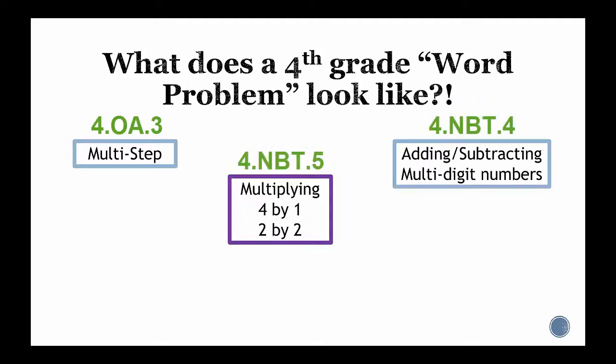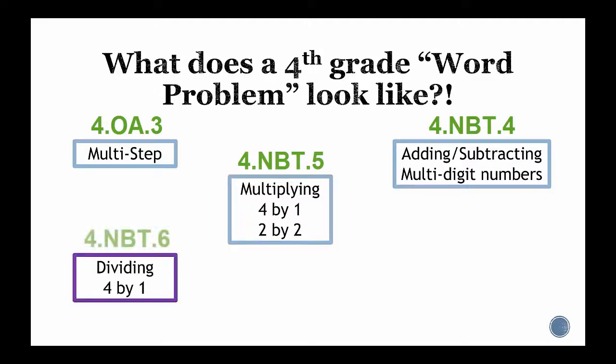4.NBT.5 gives us multiplying 4 by 1 digit or 2 by 2 digit. 4.NBT.6 is dividing 4 by 1 digit numbers. Please remember, if there is a remainder, it needs to be a whole number, and then also embrace that opportunity to allow the students to interpret that remainder and what it truly means in the context of the problem.